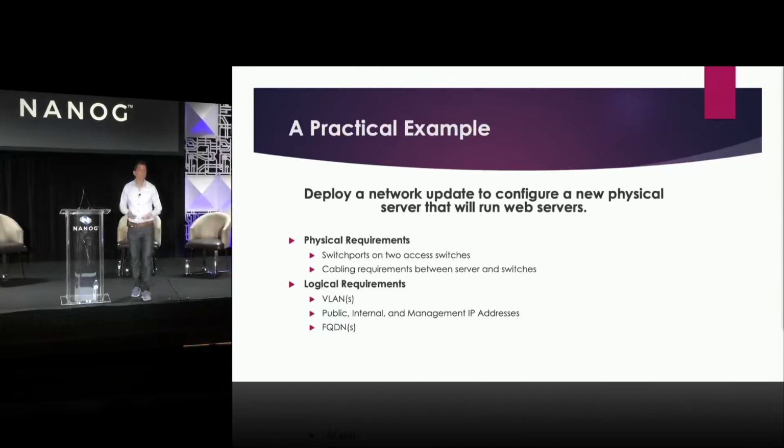So let's say we wanted to deploy a network update to configure a new physical server that's going to run some web servers. Okay? So on the physical side, we need to know things like the switch ports that the server is going to be connected to on the two TORs, right? And we need to know what the cabling requirements are. We also need to know the rack that it's going to go in. I didn't put that up there, but we've got some logical requirements. Maybe we need a VLAN and some IP addresses and an FQDN to assign out.